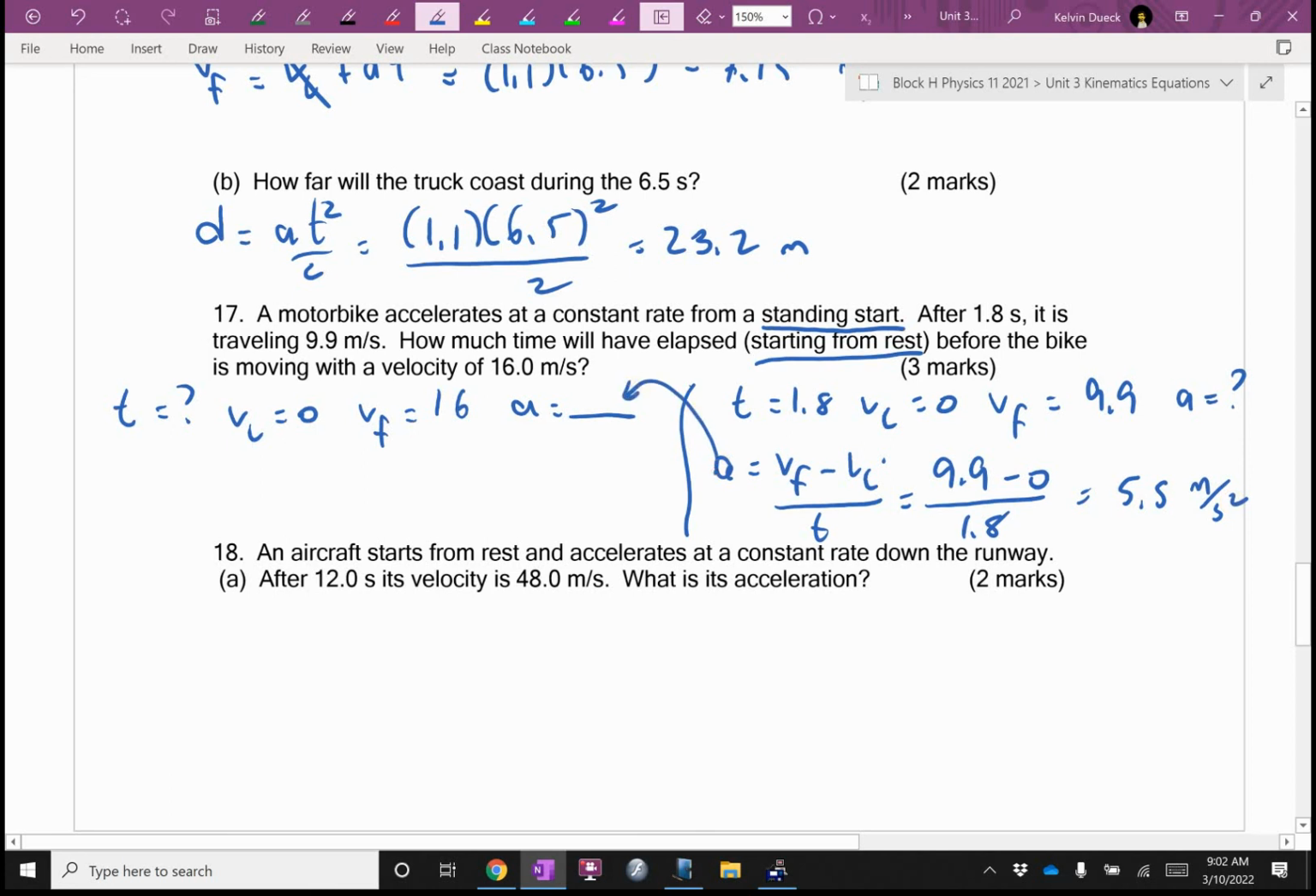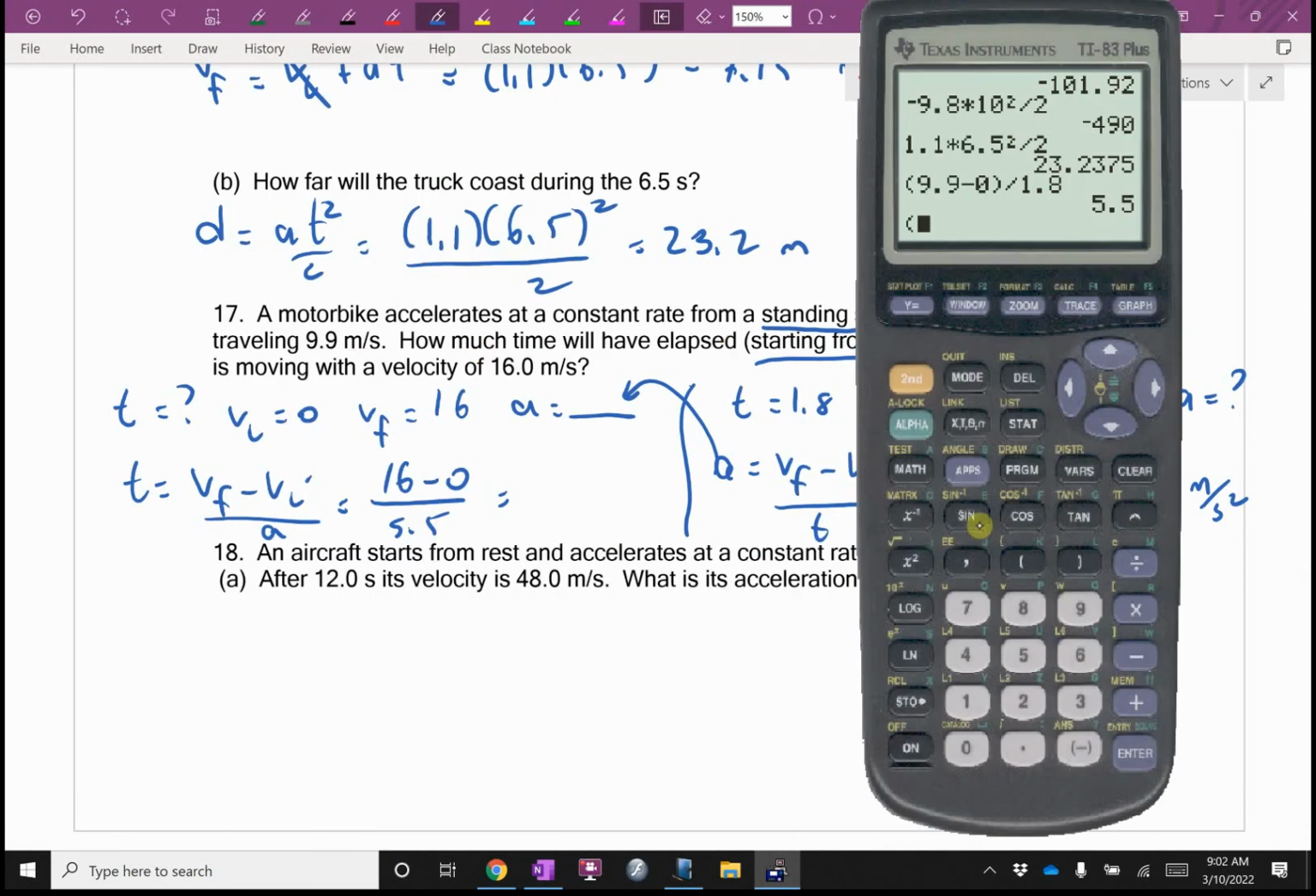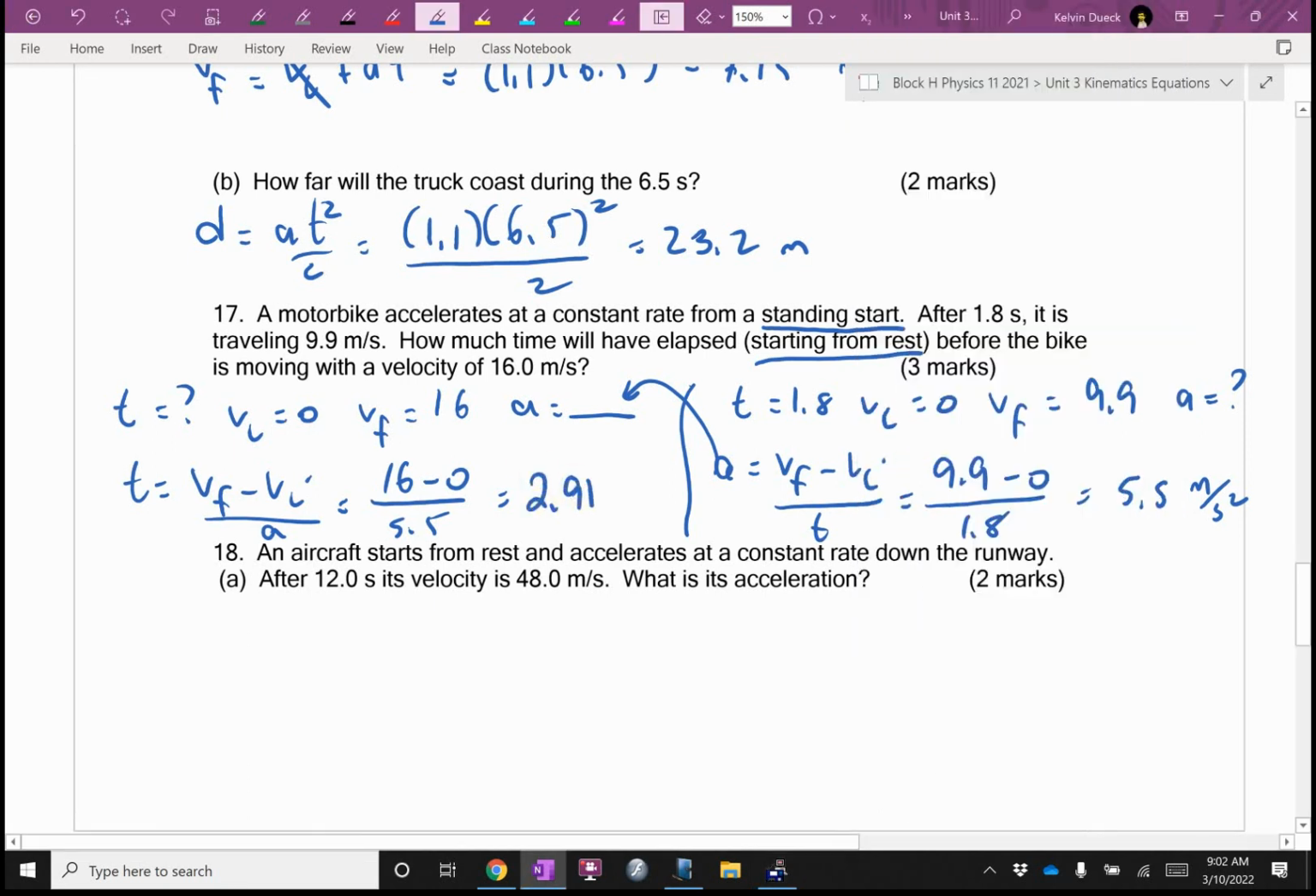And now I can walk that to there and go T equals VF minus VI over A. 16 minus 0 all over 5.5. And I get 2.91. I would be fussy if you said 2.90. I would take a half mark off. 2.91 seconds or 2.9 seconds, but not 2.90.